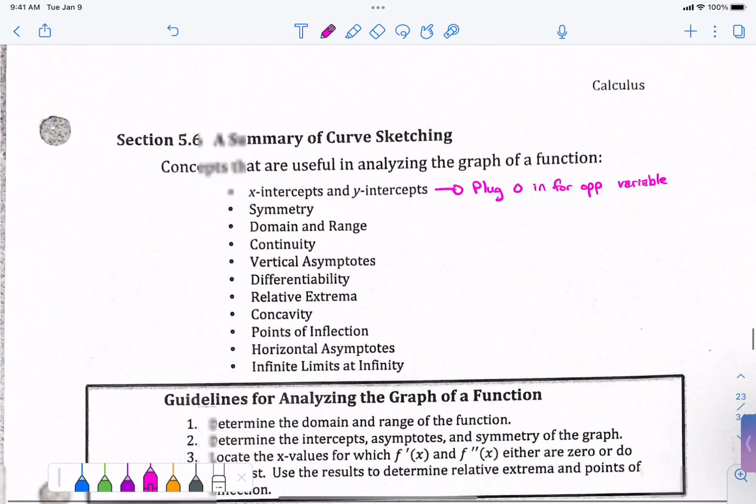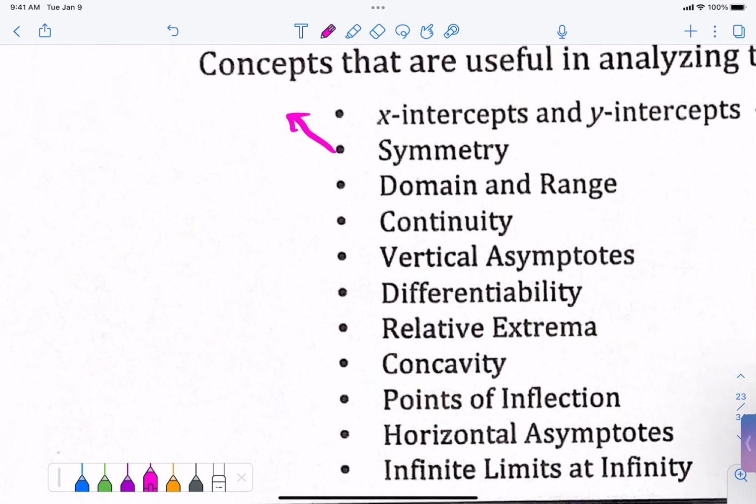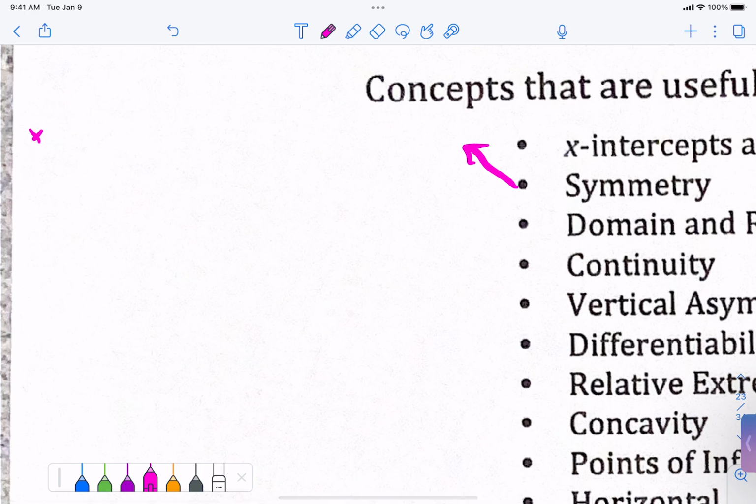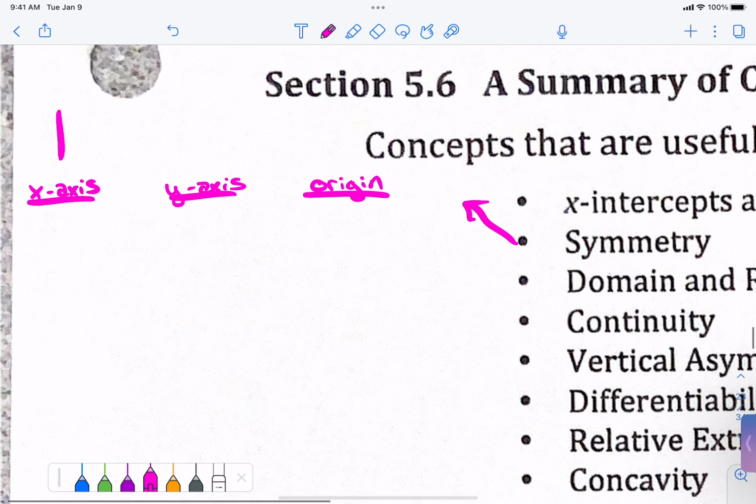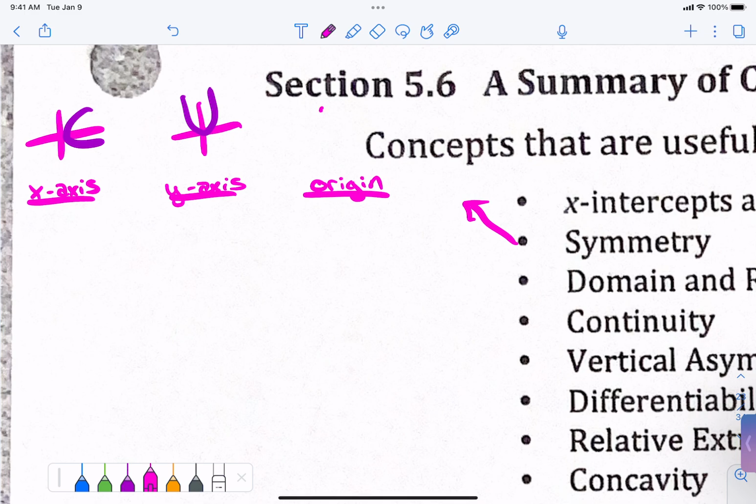All right, symmetry. There are 3 different types of symmetry: X-axis symmetry, Y-axis symmetry, and origin symmetry, okay? X-axis means it's reflected across the X-axis, so it might look something like a parabola like that. The Y-axis symmetry would be the same, but across the Y. And origin symmetry, the one that I think about, is like X to the 3rd power.